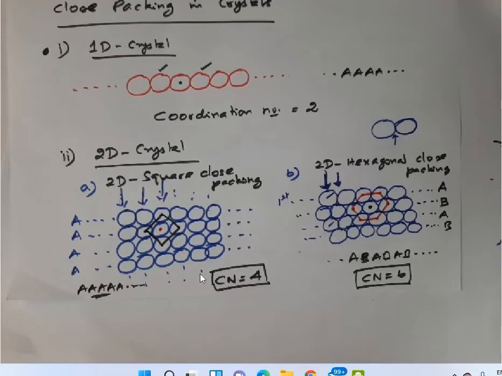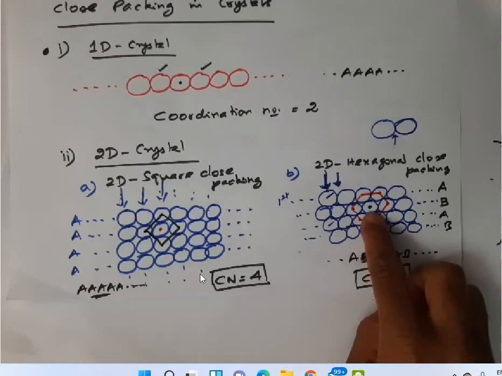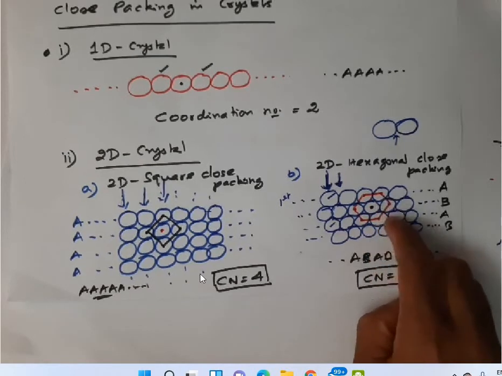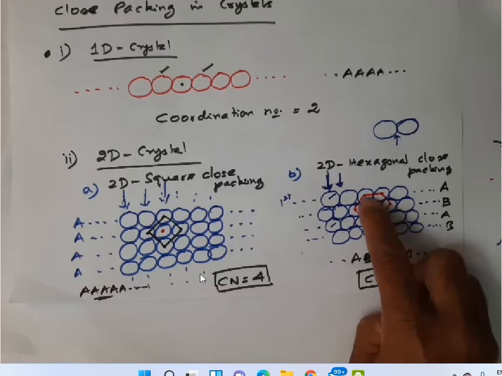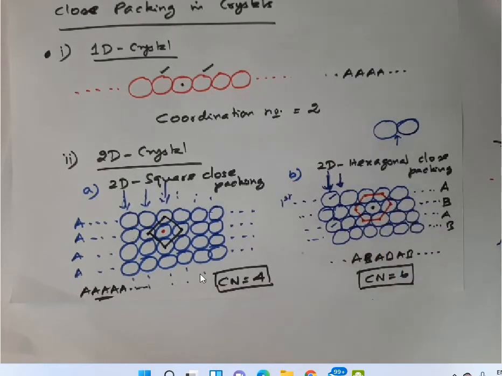Here the reference atom is touching the surface of six atoms. If you join the centers of the neighboring atoms, you will get a hexagonal shape. That is why this layer is called the hexagonal close packing layer. And here the coordination number is 6.